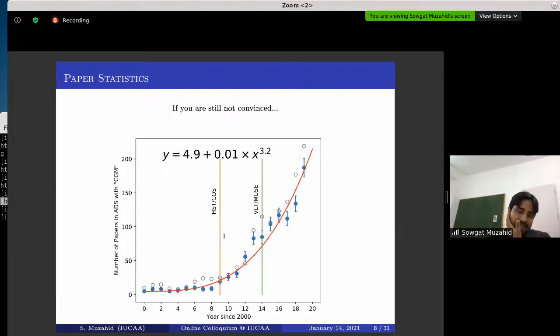So clearly you can see that after HST COS came online, there is a whopping number of papers. And you see it varies as x cubed if you do a little fitting to this data. And in the last year, I think, there are almost 200 papers on the archive, or even published. So that's not a joke. So it's really interesting to see how this field is growing with time.